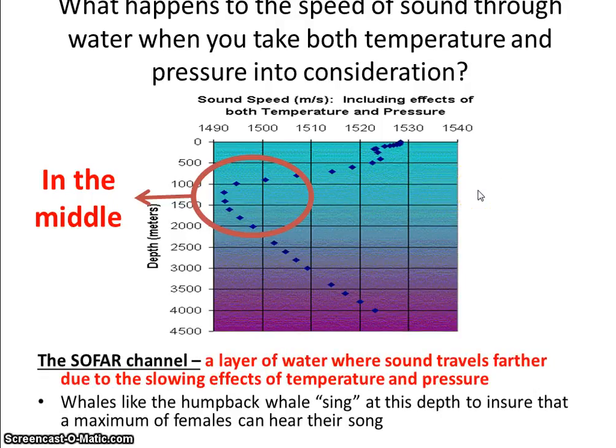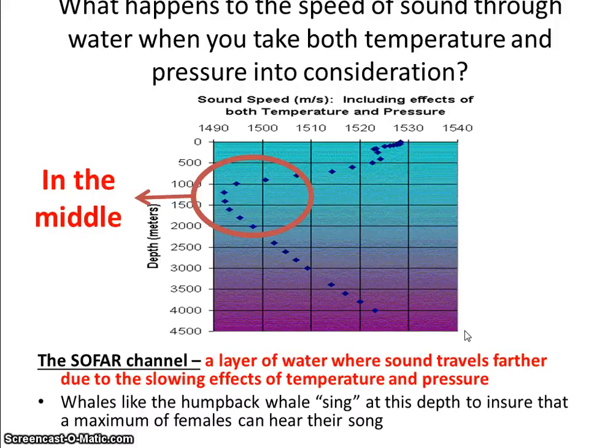It stands for Sound Fixing and Ranging Channel. And it's a layer where whales preferentially sing their mating calls because they have learned through generations and generations and their parents and parents before them that those songs that are sung in that area actually result in more mating opportunities. Those whales that sang in the shallows or in the depths, they still sang, but they had less mating opportunities, and over time they died out.